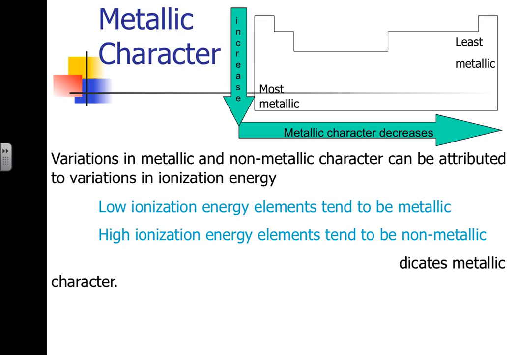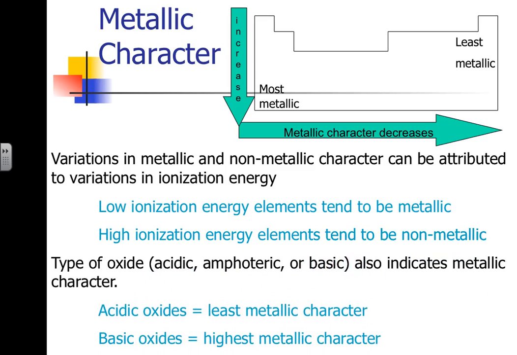The reasons for the changes in metallic to non-metallic character are attributed to what we've already talked about, ionization energy. Low ionization energy elements have more metallic character. They tend to be more metallic, and that should make sense. They're cations. They want to lose electrons, and that makes them metals. All metals are positive. A lot of this stuff really connects to things you've learned before. High ionization energy elements, those are the ones that want to become anions instead of cations, and they tend to be nonmetallic, and they're in the upper right corner.